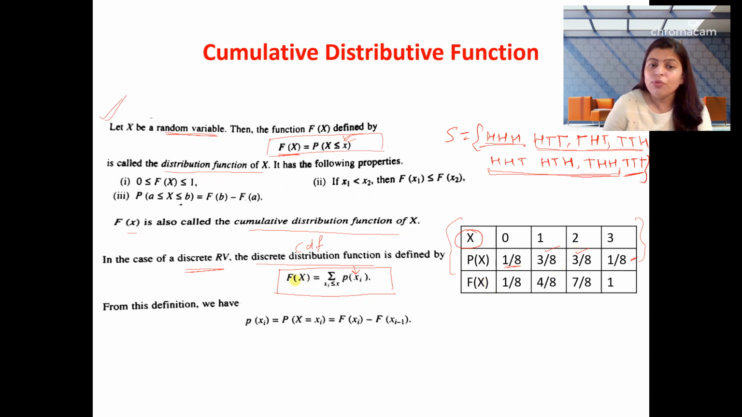Now we are learning about the CDF. So how do we get the CDF, according to the definition, at the point 1? What should our definition be?